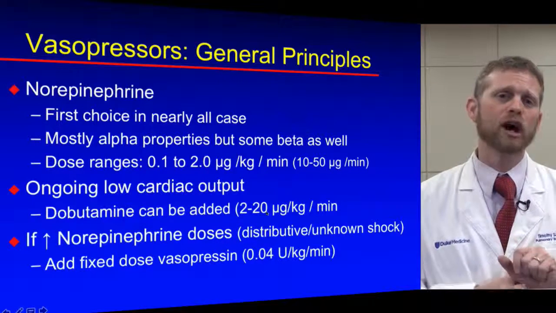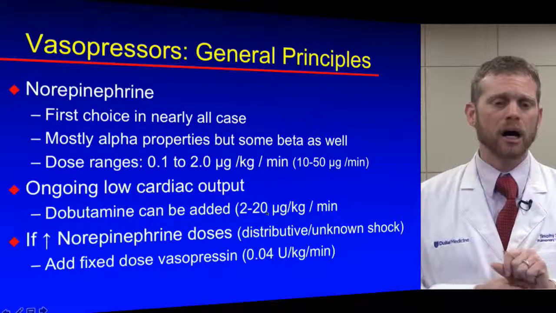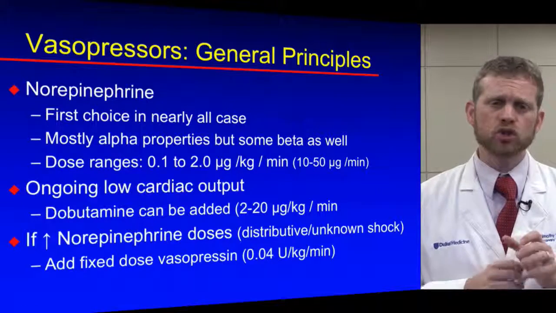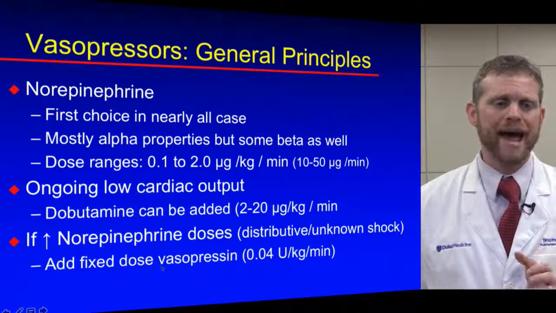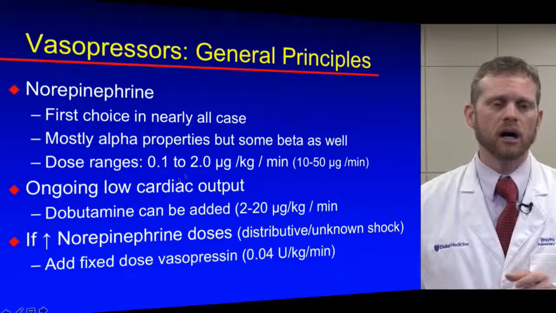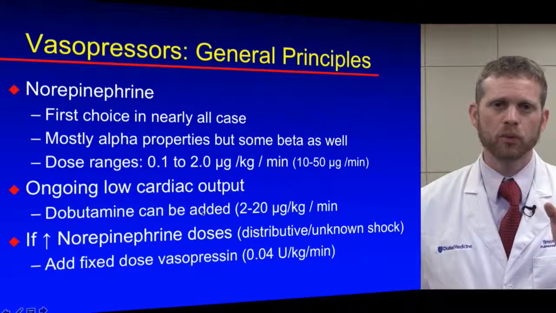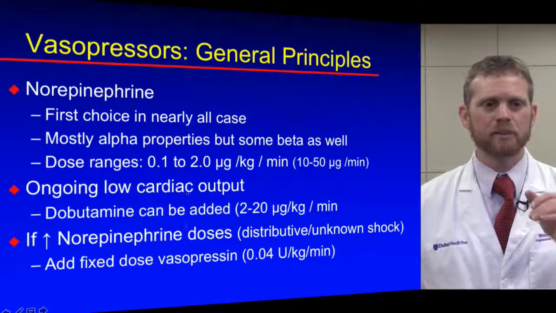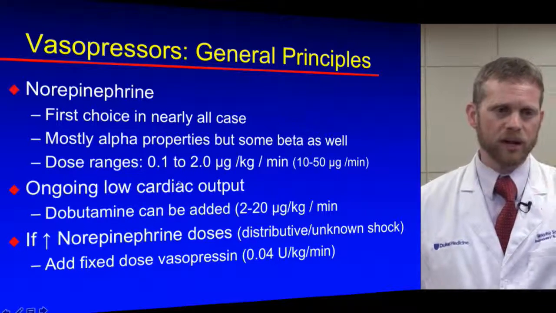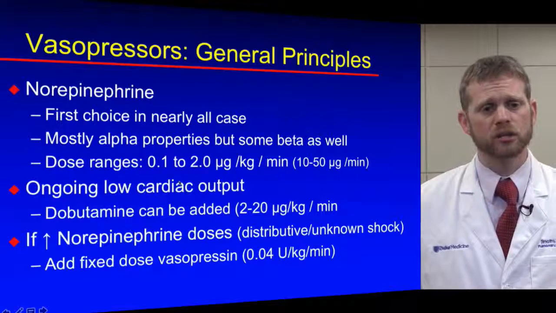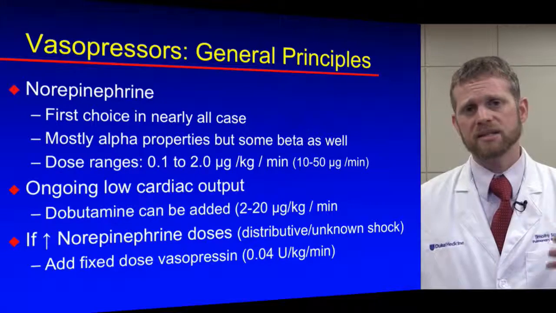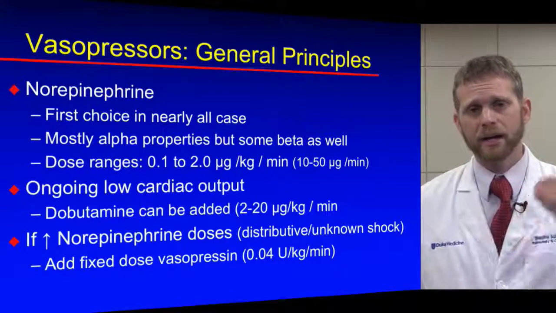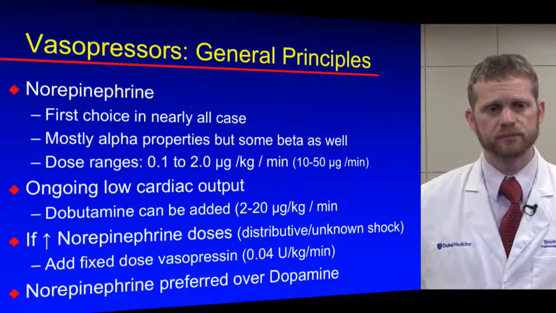Now, if you're on norepinephrine and septic shock, or an unknown shock, and you start to notice that you're getting higher and higher on your dose, the literature would suggest that you could add a fixed dose of vasopressin to that. Although, as far as improving mortality, there really was no difference. All that this showed was that patients who got started on vasopressin were able to come down on their norepinephrine dose. I tend to do this, though, because I've had some success in maintaining a better mean arterial pressure when I combine my norepinephrine with vasopressin.